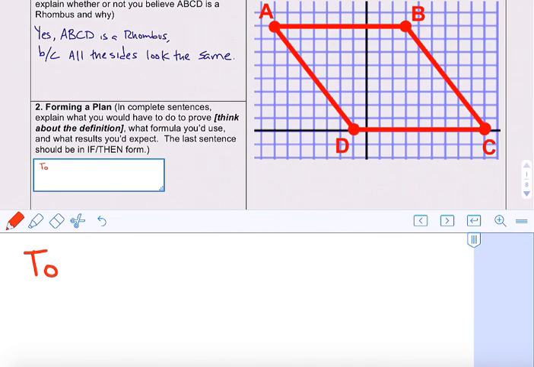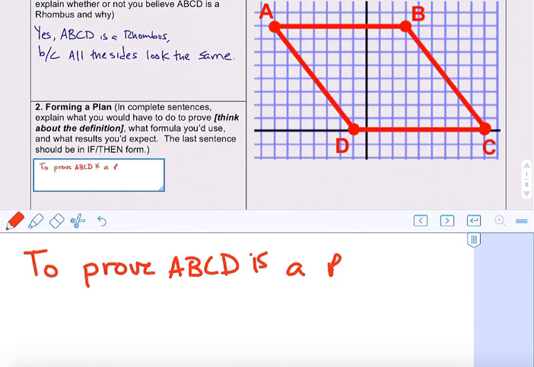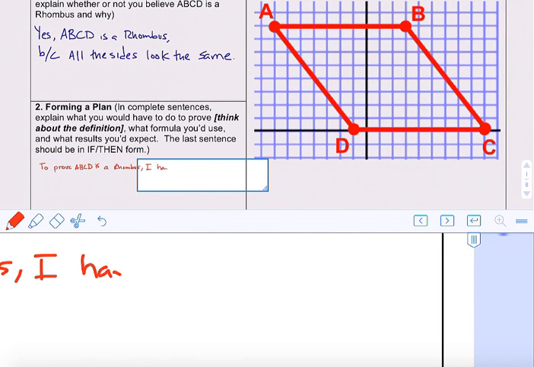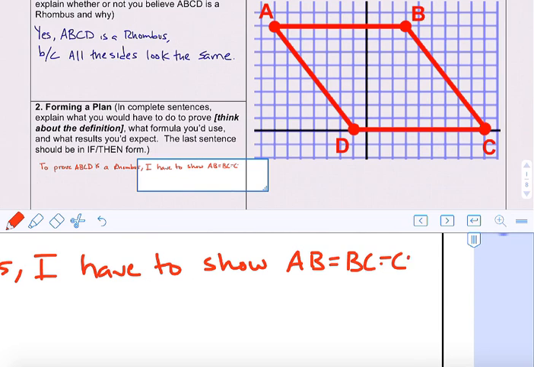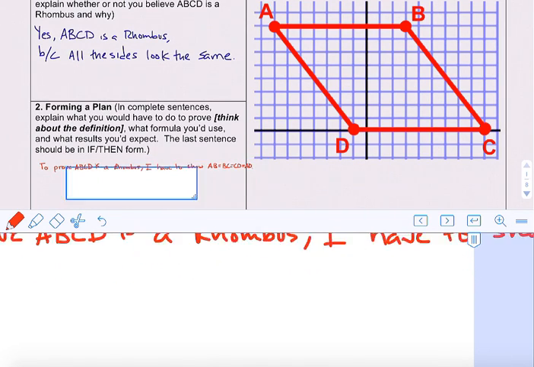And so let's start it out like this. To prove ABCD is a rhombus, I have to prove, or I have to show, and I'm going to write this in kind of an unusual way, I have to show that AB is equal to BC is equal to CD is equal to AD. In other words, all the sides are equal.